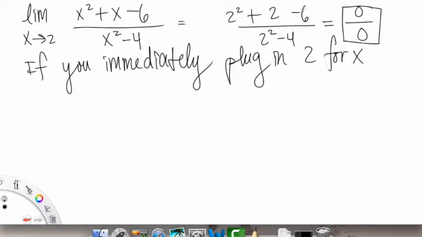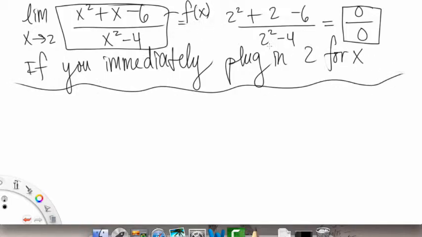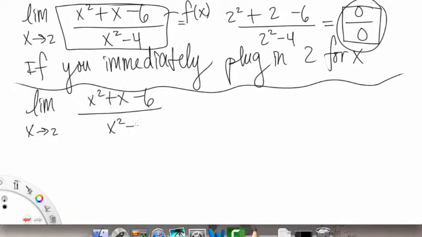So this here is what's called an indeterminate form, okay? So what we have to do is play around with this formula, our f of x, to see if we can get it into a more workable form that doesn't give us this 0 over 0 at the end. So let's rewrite the question. The limit as x approaches 2 of (x squared plus x minus 6) over (x squared minus 4).